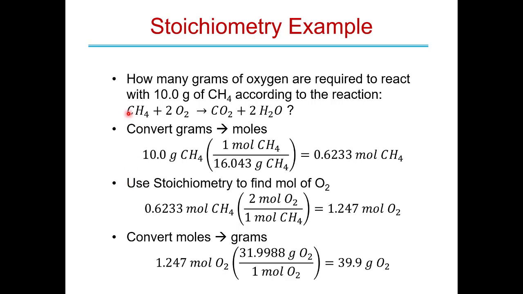Now we can use the stoichiometry of this reaction to figure out how many moles of O2 we would need to react with that much methane. Sorry, we have 0.6233 moles of methane, and we want to know how much oxygen we're going to need. So according to the stoichiometry, we need 2 moles of oxygen for every 1 mole of methane.